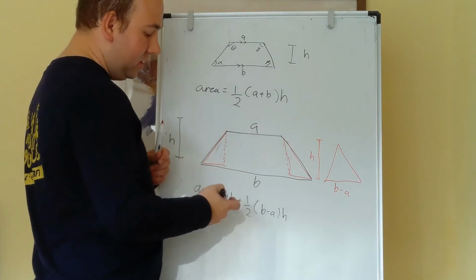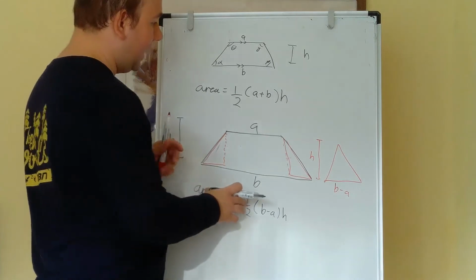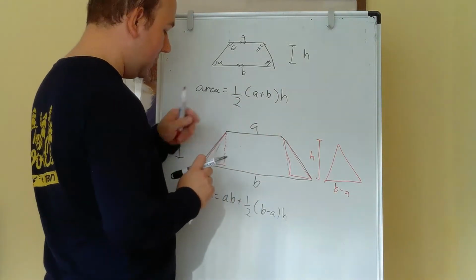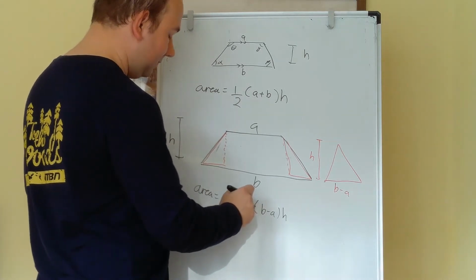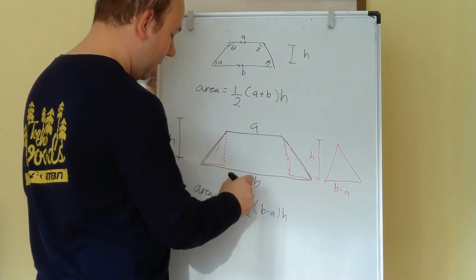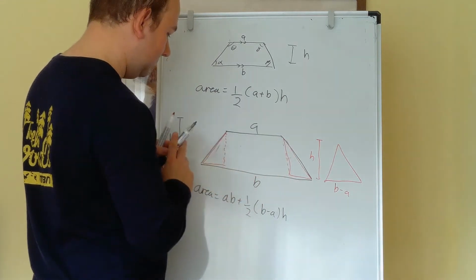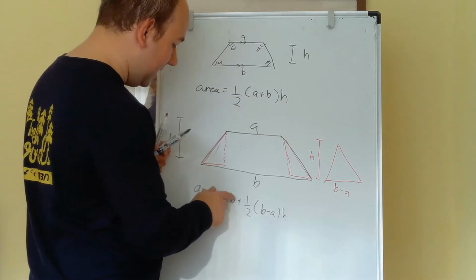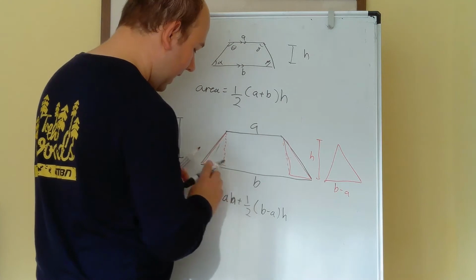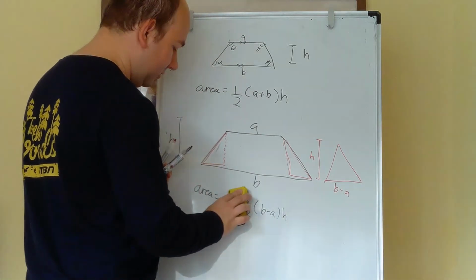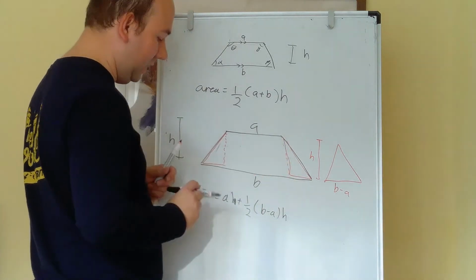Now what we have to try and do is see if we can modify this down so we get back to this general formula. Oh sorry, I've made a mistake here. This shouldn't be a times b, this should be a multiplied by h. So this is the height of that rectangle. So we have a times h.